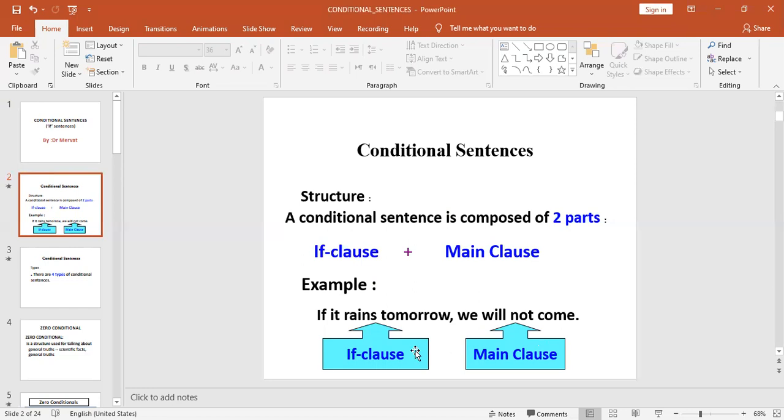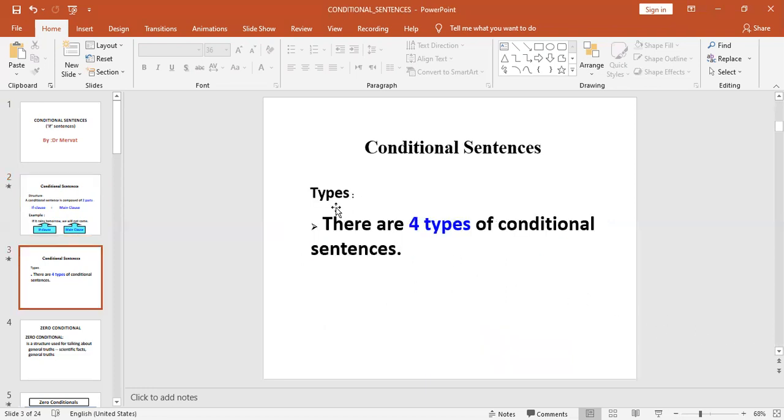So I have two parts. If always has two parts. The first part is the if clause, the second part is the main clause. So let's go on to tackle the two cases. There are 4 types of conditional sentences, but I will only give you the zero and the first conditional today. Okay, so let's start.